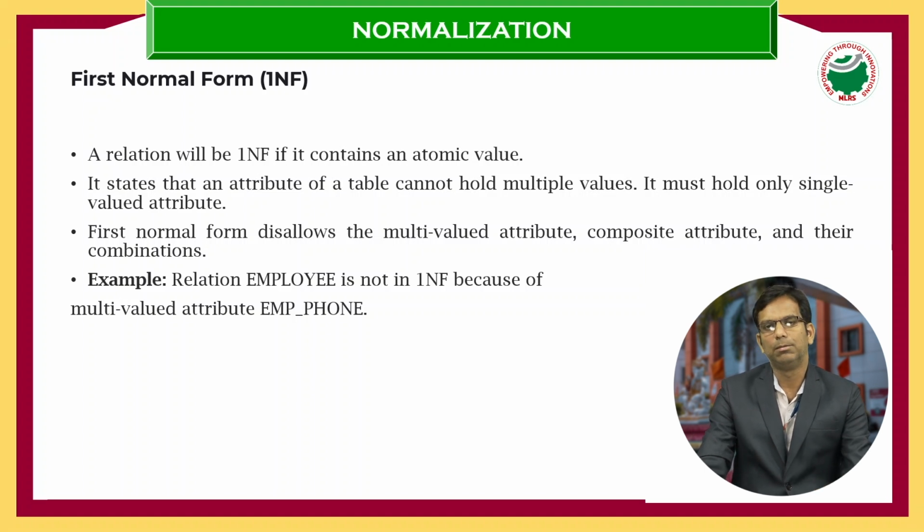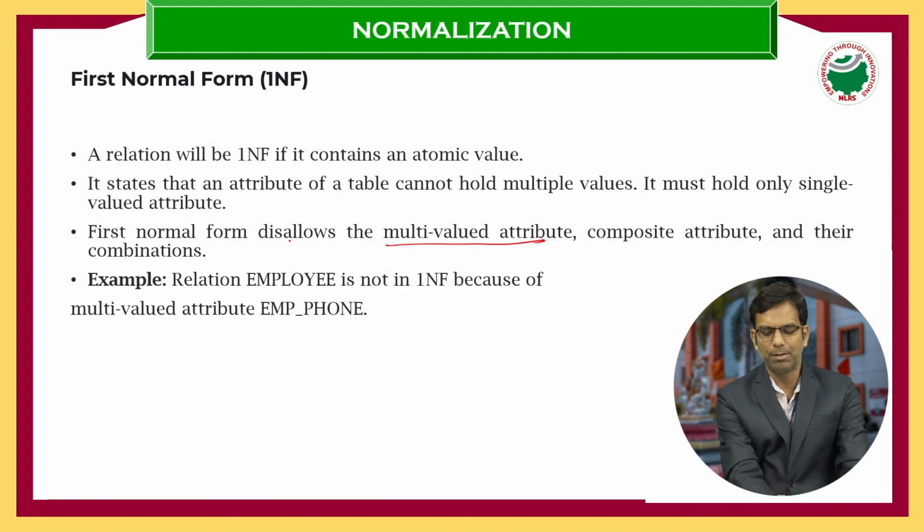If you hold multiple values in a column, or in an entity, then it is not first normal form at all. The first normal form, 1NF, always accepts single atomic values, a single type of values. The first normal form disallows multi-valued attributes or multiple values. We'll see an example of multiple values.